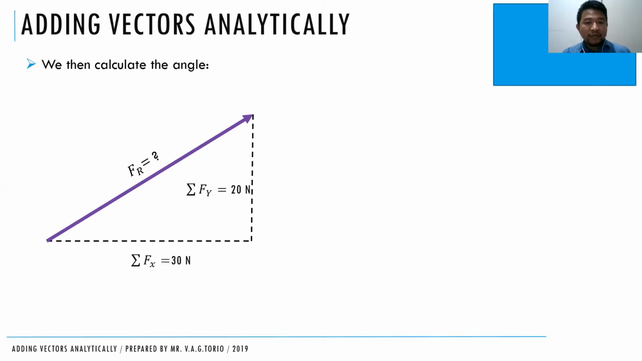In order for us to better imagine our vector, I have it illustrated. And in this illustration, we note that we are to compute for the angle theta. We have already established that the y component is 20 newtons, so this is already drawn to scale. This is 30 newtons, or at least approximately. And from this illustration, we can guess that the angle is between 0 to 45 degrees.